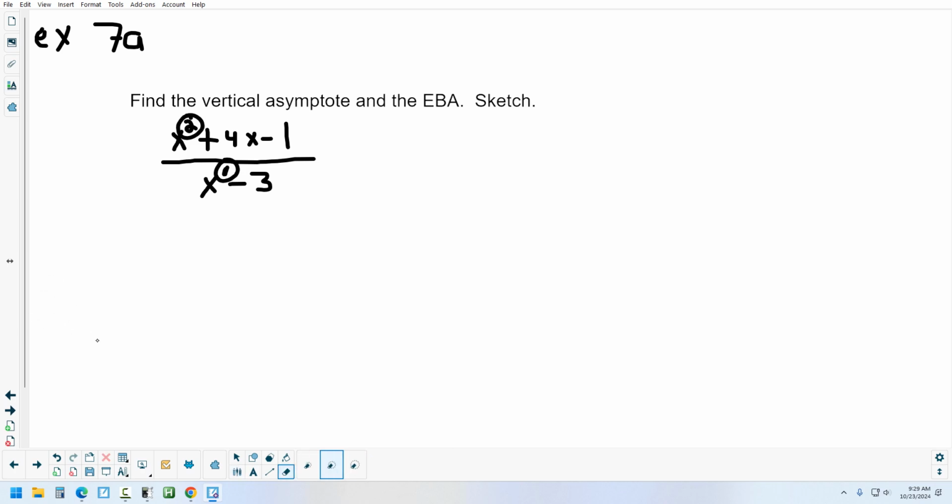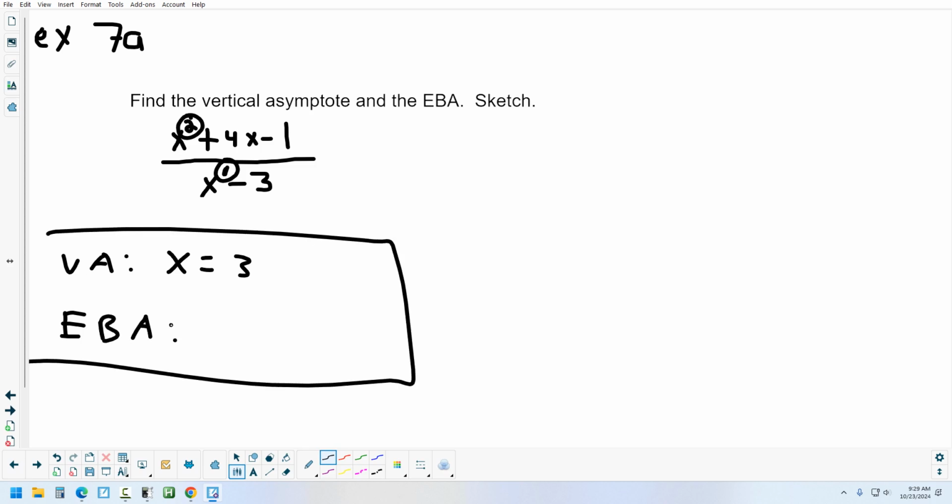All right, let's start with the vertical asymptote. What would make the denominator 0? 3. Those are usually pretty quick to find if the bottom is already factored for you. Now let's do the EBA. That is a little bit more work, and I'm going to do that off to the side. How do we find the EBA? Divide. We have to do the long division. But the difference between the top and the bottom is only a 1 this time, not a 2. So it's going to be a faster problem.